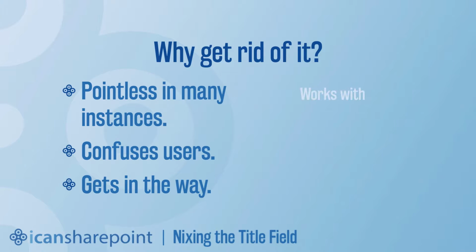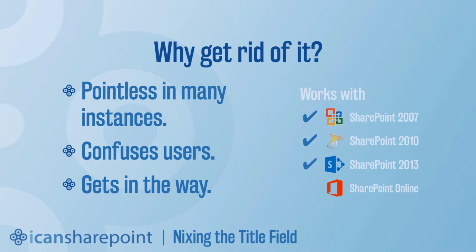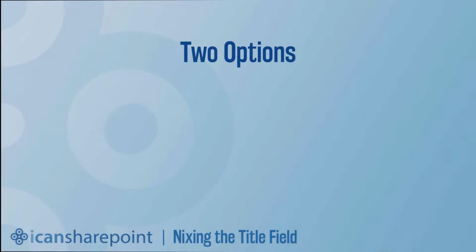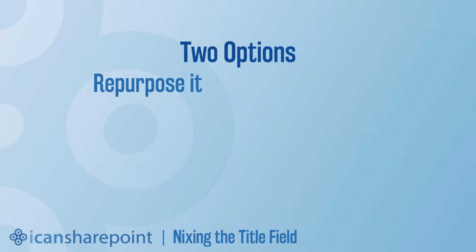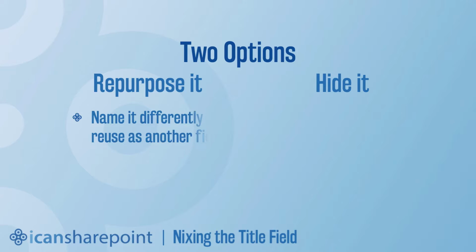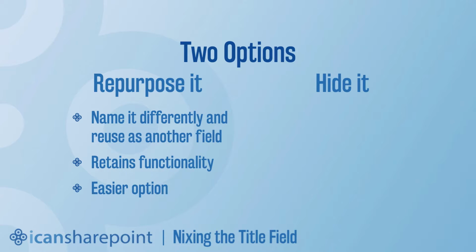This is something you can do in pretty much any version of SharePoint out there, 2007, 2010, 2013, SharePoint Online in Office 365. And there are essentially two different ways to do it. The first is to repurpose it, essentially rename it, and the second is to hide it. If you repurpose it, you're going to name it something different and reuse it as another field. You're limited in what you can use it as in SharePoint, but it does give you the option to do that. It also retains functionality.